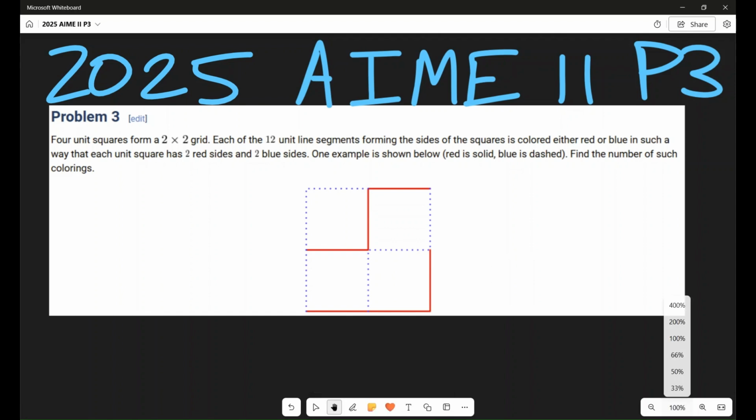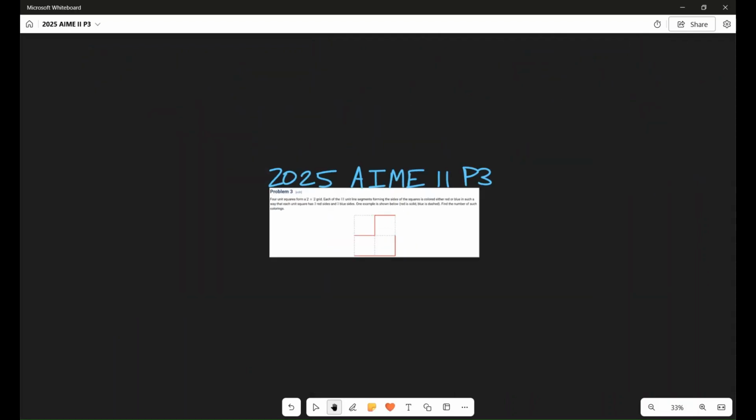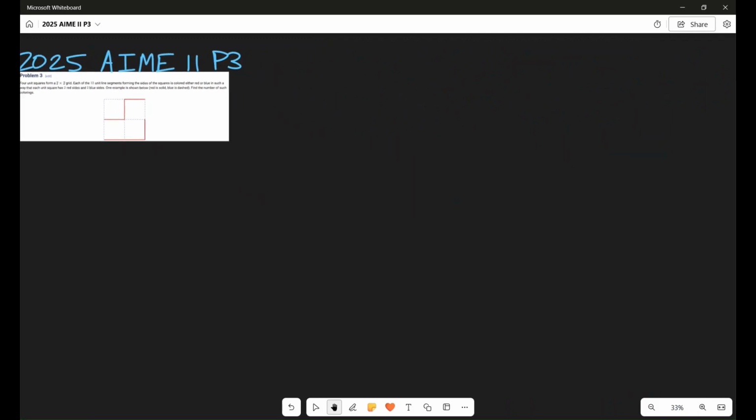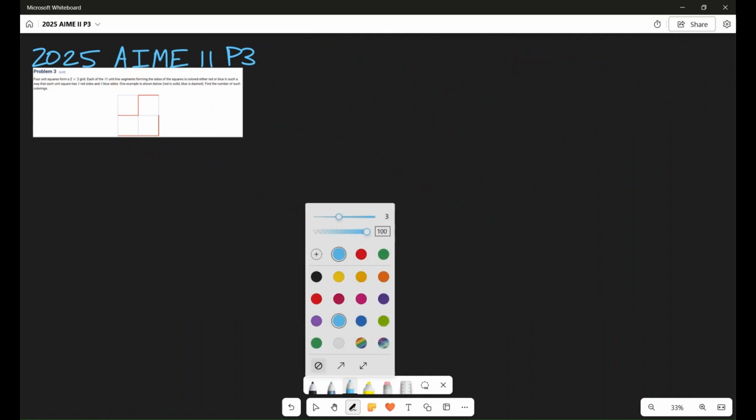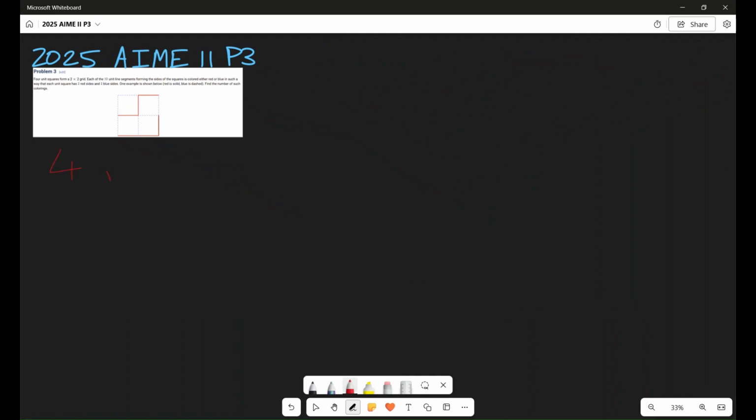Now, the question is taking up a lot of space, so let's shrink that down. And now we can begin our casework. So let's say we have 4 red edges on the inside. In that case, every square would be bordered by 2 red edges, and we could color all of the outer edges blue. So there's only one way to do that.